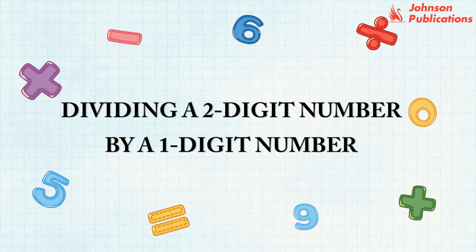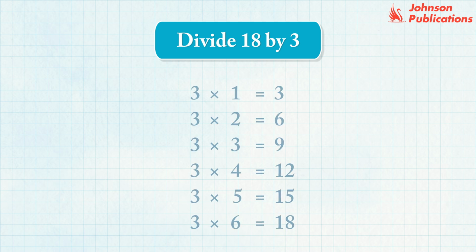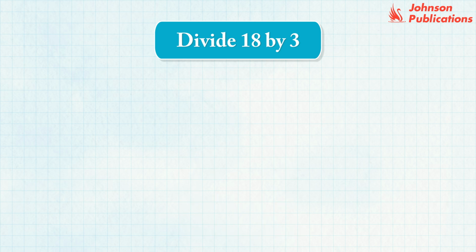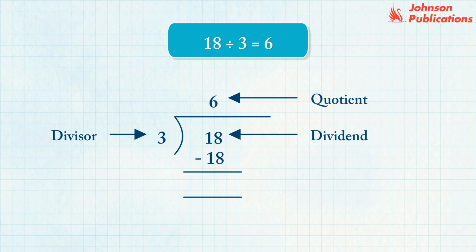Dividing a two-digit number by a one-digit number. Divide 18 by 3. Step 1. Recall the multiplication table of 3 until we reach 18. We see that 6 times 3 is 18. Step 2. Divide the numbers. Write 6 here and 18 below 18 and subtract it.